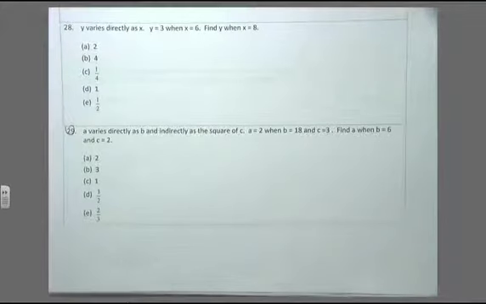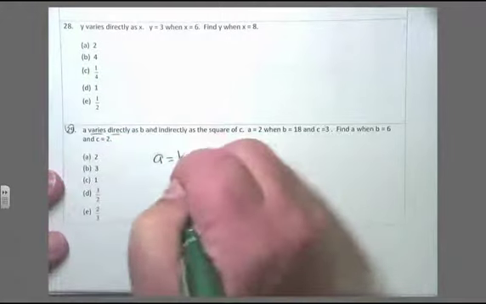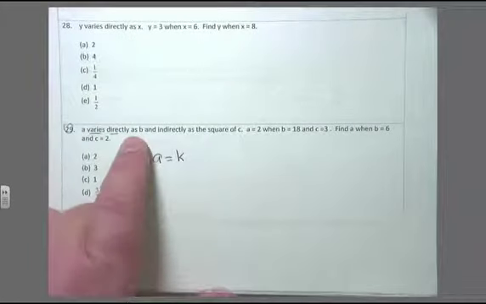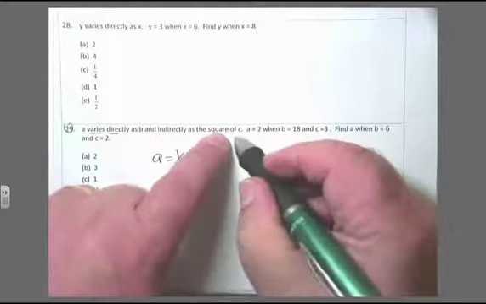Second to the last one is this one. And this was that variation stuff I did last week. A varies directly as B and indirectly, inversely means the same thing, as the square of C. Let's stop there for a second. When we're talking about variations, you're talking about trying to create an equation. Something varies means something equals some arbitrary constant of proportionality, we typically call it K, times some variables. So when I say A varies directly, that means A equals K times B. And inversely means I'm going to divide by the square of C.